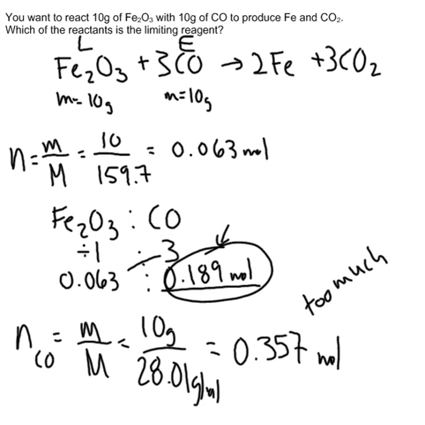So what you should do now is go back and retry this, only find the number of moles of carbon monoxide first, do the mole ratio to figure out how much Fe2O3 you should have, then work out the number of moles of the Fe2O3, and you should find that you do not have enough, and therefore it would be limiting, which is what we found this way, just doing the opposite.